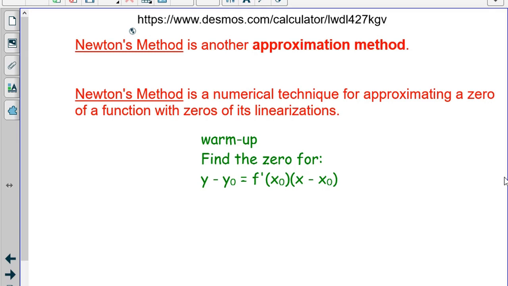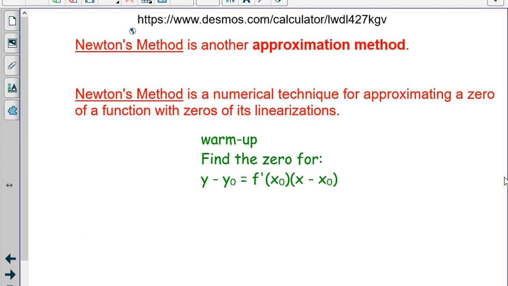This video is on Newton's method. Newton's method is another approximation method. So just like linearization was in the last video, Newton's method gives us approximations of things. Linearization was really good for approximating values around a certain point. Newton's method uses those linearizations to try and find zeros of functions that it's hard to find a zero with.